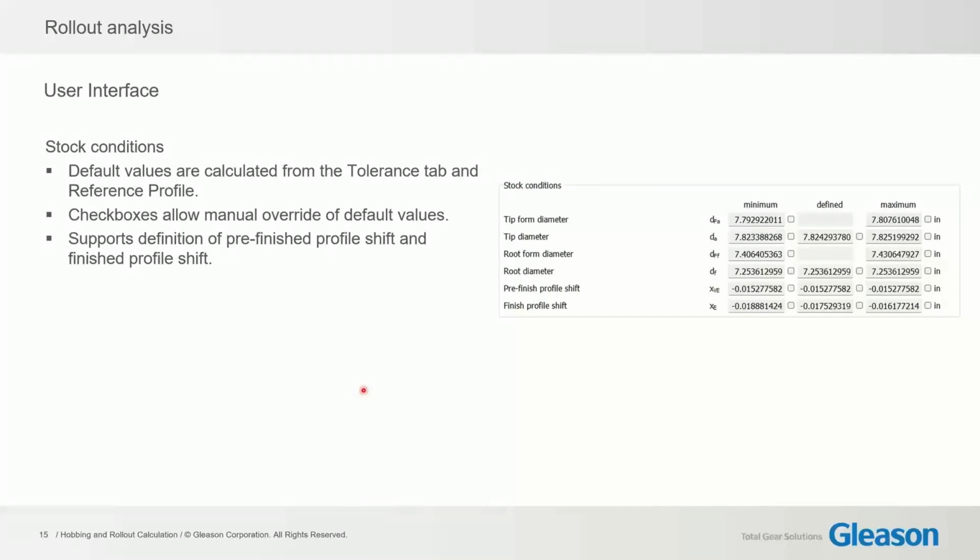Additional settings are possible for the graphic. What we see here are tip form, tip diameter, tip form diameter. We have root form diameter and root diameter. Those are all coming from the basic KISSsoft calculation. Also, the pre-finishing and finishing manufacturing profile shifts are coming from the KISSsoft calculation. The users can change them if they want. Otherwise, we take the default KISSsoft values and show them in the graphic, as you will see later on. Of course, with checkboxes, the users can override all the values.